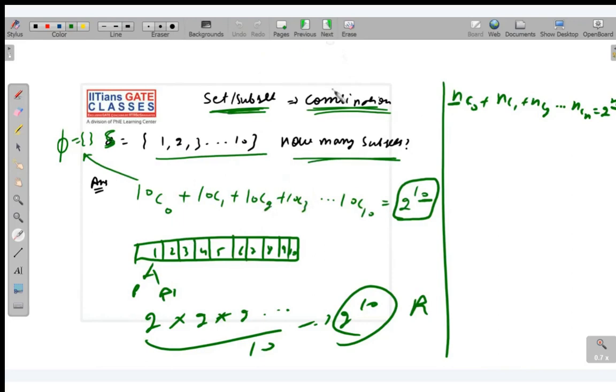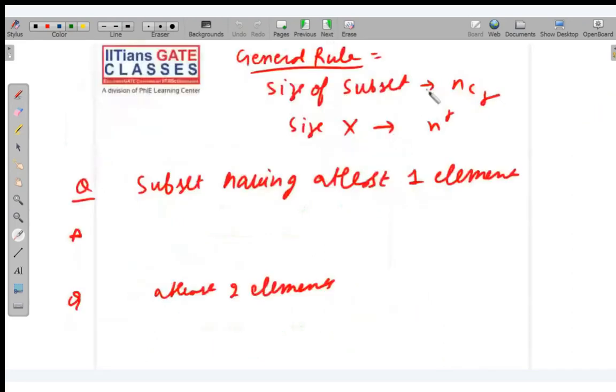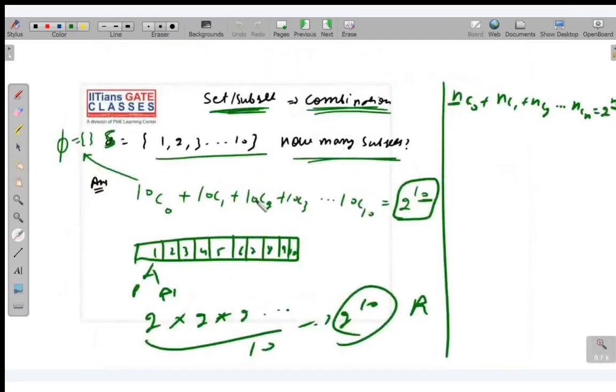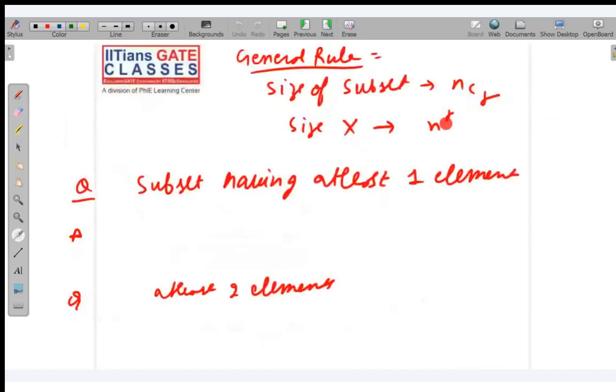That is why I have told you the formula: if the size of the subset is given to you, then you will use a formula of NCR type. I am using the words size 2, size 3, size 1, size 0, size 10, and so on. So an NCR type of formula will be applied. But when the size is not given to you, then you will apply the formula n power r. For example, if I say subsets having at least one element, the size is not clear to you.